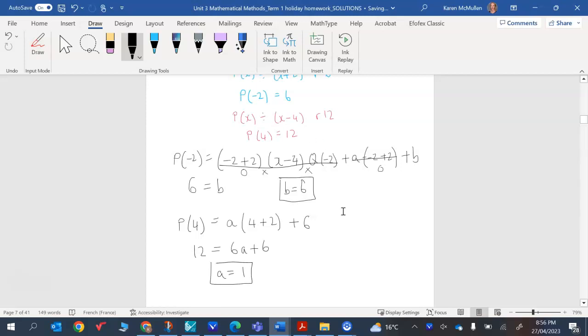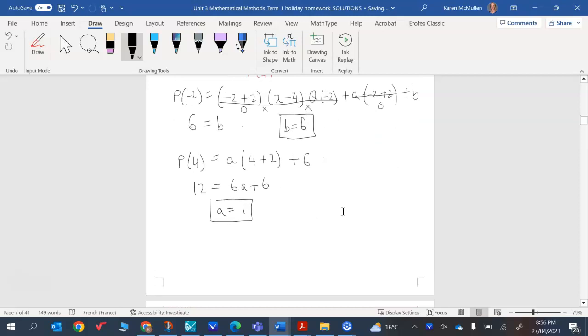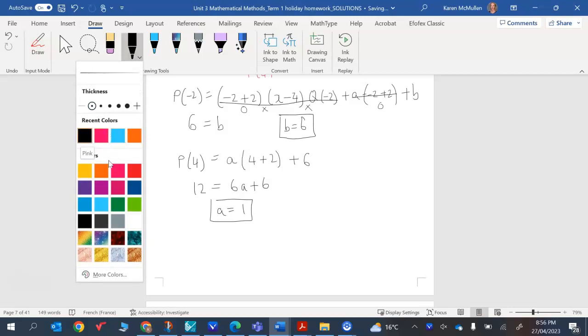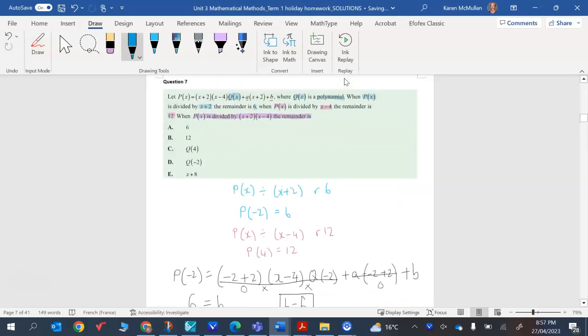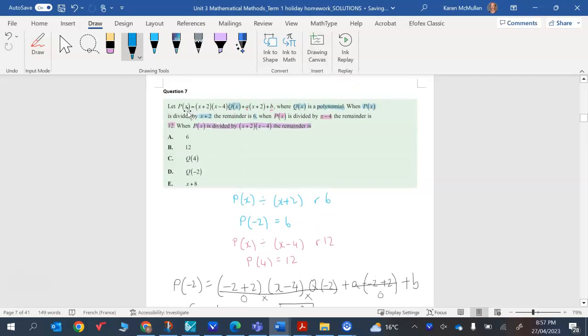All right, so we can just substitute them back into p of x. I'm running out of room here. Let's see if I can do it a little bit over here, because it's going to be a long expression. Let's change the colour. Let's do blue. Okay, I just don't want to go on to the next page. All right, so P of X is equal to, so I'm just going to copy what we've got up the top here, our expression for P of X, but I'm going to put A and B in there.